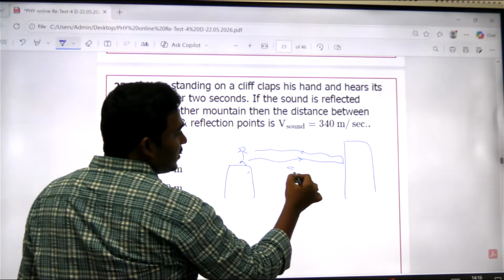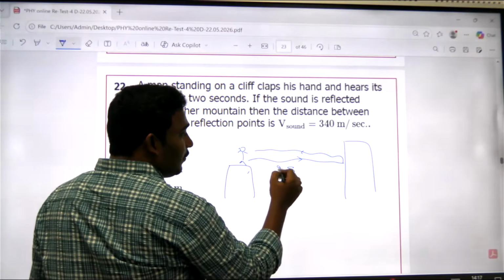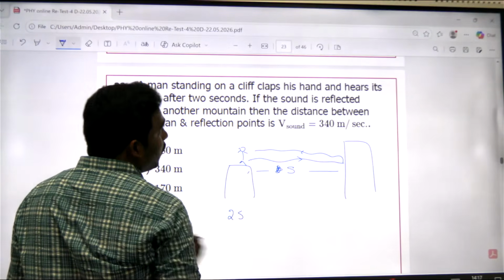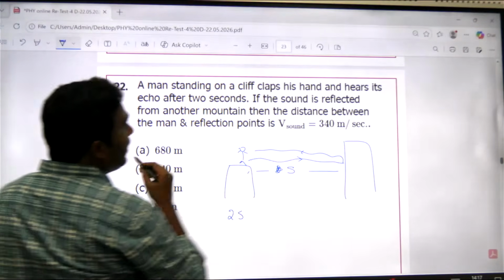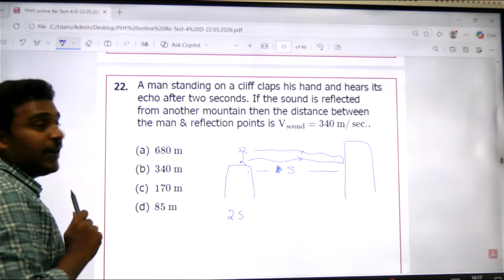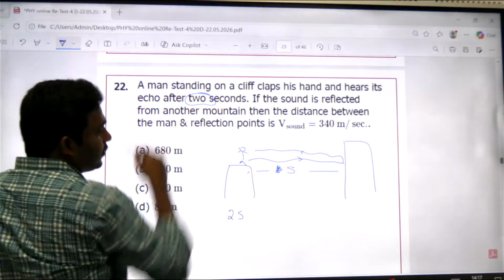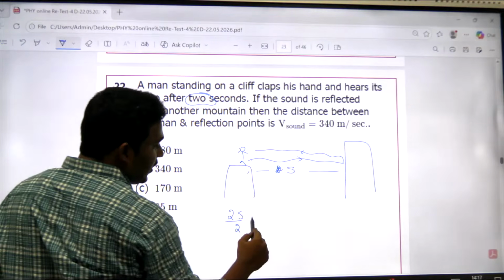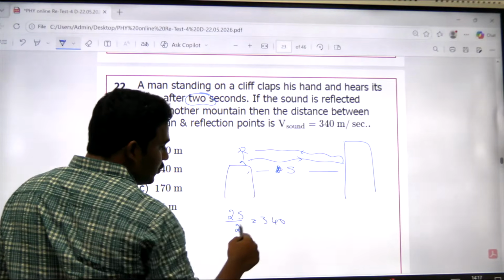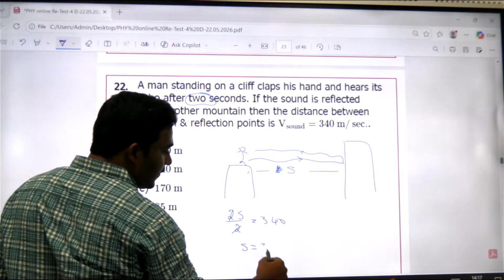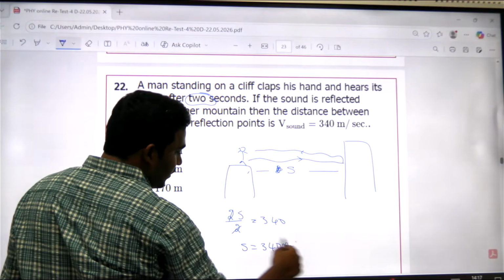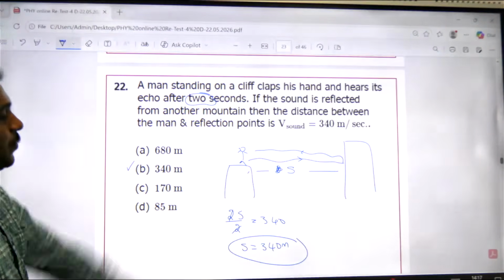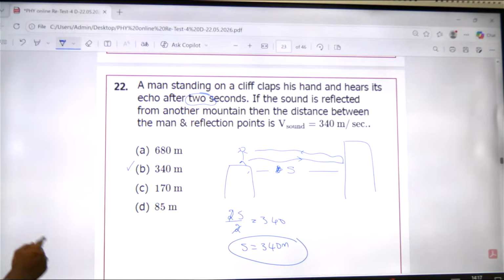So what is the distance? Can I simply write it as the total distance: if the distance between the mountains is s, then the total distance traveled is 2s, and this 2s is traveled in how many seconds? He is able to hear the echo in 2 seconds. So can I simply write it as 2s by 2? Distance by time is your velocity. It is nothing but 340. So 2 and 2 get cancelled. But what is the distance? It is 340 meters. So the distance between the man and the reflection point is 340 meters.